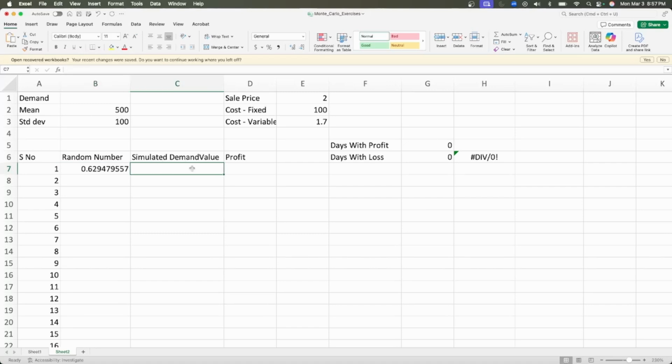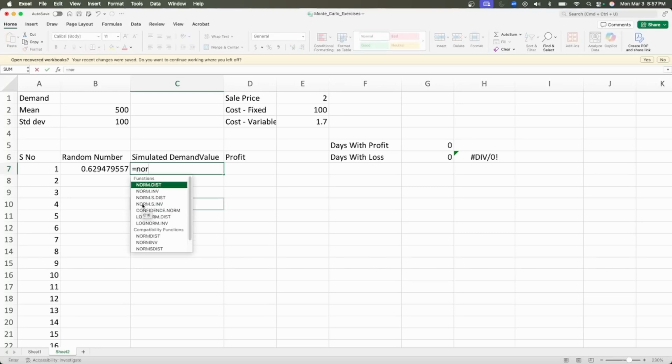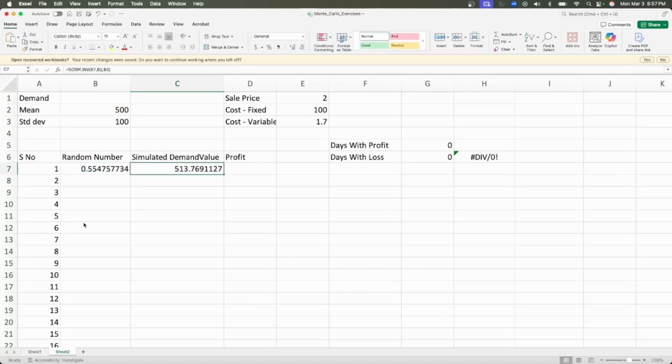Now, if I have to calculate the simulated demand value, given the fact that demand follows a normal distribution, I can simply use the function called NORM.INV. Then I will need a probability value, which is some number between 0 and 1, and also a mean, which is 500, and a standard deviation. I'll close this, and there you have it. For one simulated data point, your demand value is 513.7. What it means is that if I follow a normal distribution, one of the data points on that distribution will be 513 bushels of requirement for any given day.